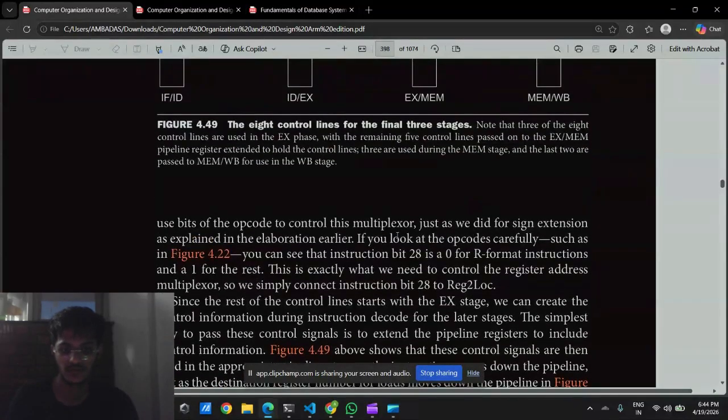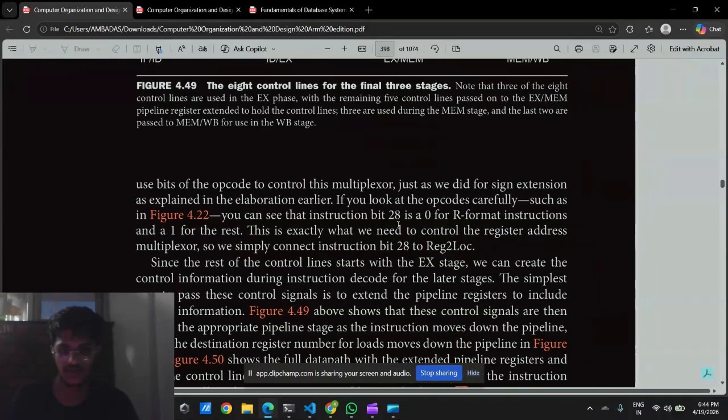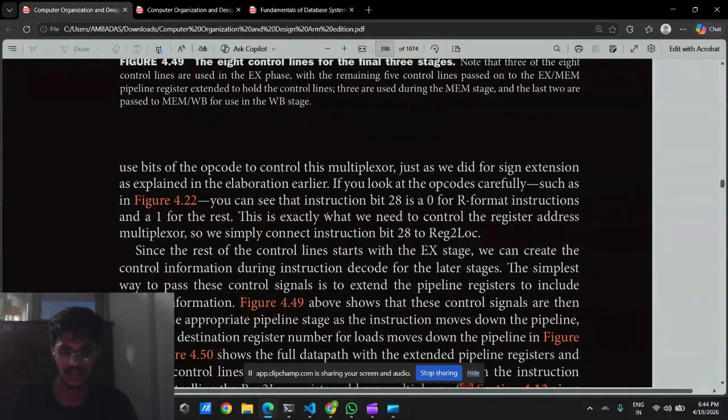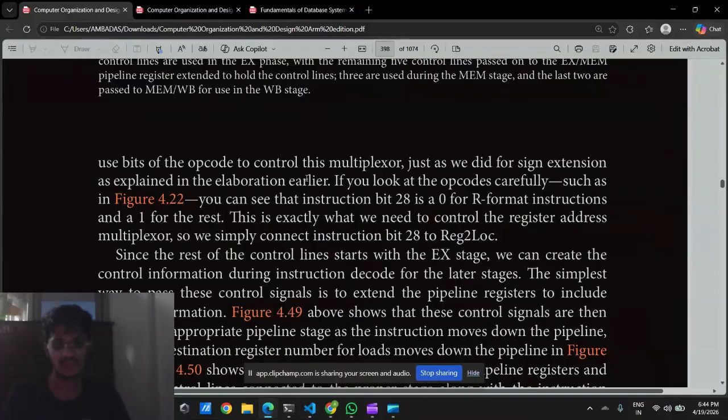They have elaborated a bit on this tiny important thing. Basically, the 28th bit of the instruction is set when the instruction is R format, and it's zero when it's not R format. R format means basically add, subtract, AND, and these types of instructions. And if it's not R format, it's either a load, store, or branch instruction.